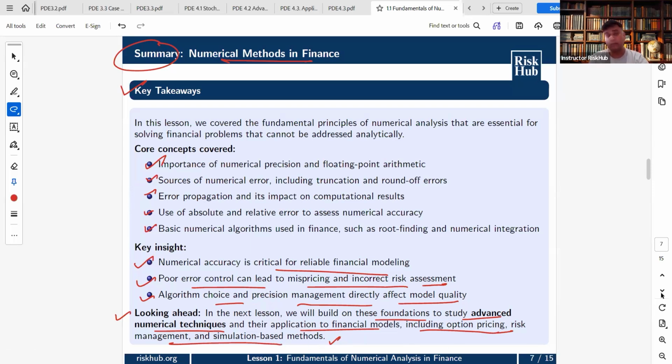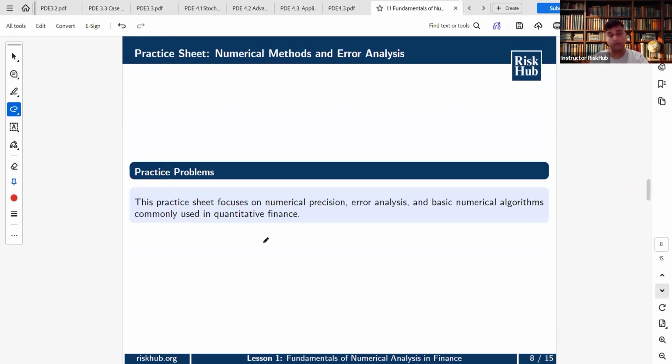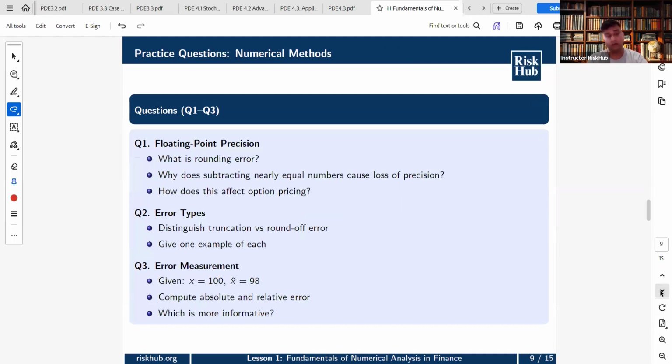Okay. Then we get into your practice problem. The practice sheet focuses on numerical precision, error analysis, and basic numerical algorithms commonly used in quant finance. So this is good because the lecture is not trying to make you memorize formulas. It wants you to understand, right? So when a computer gives a number, how much can we trust it? That's the key practical question in your quant finance. Okay. Now we have the first question, floating point precision.